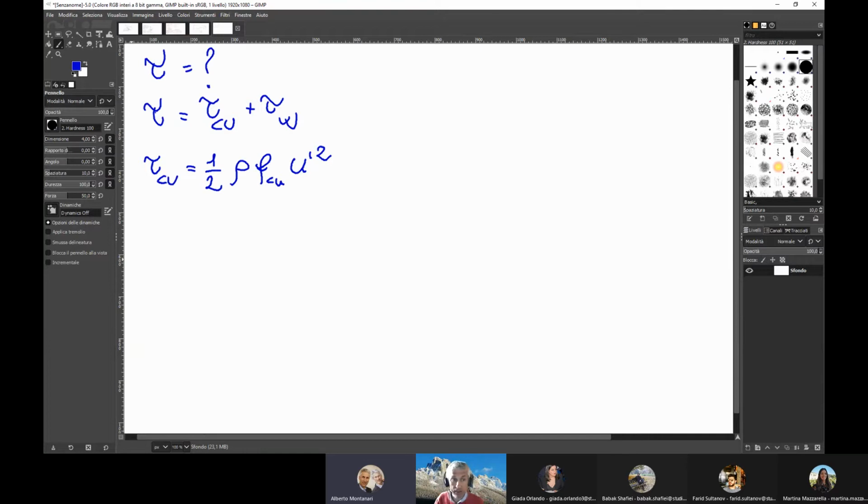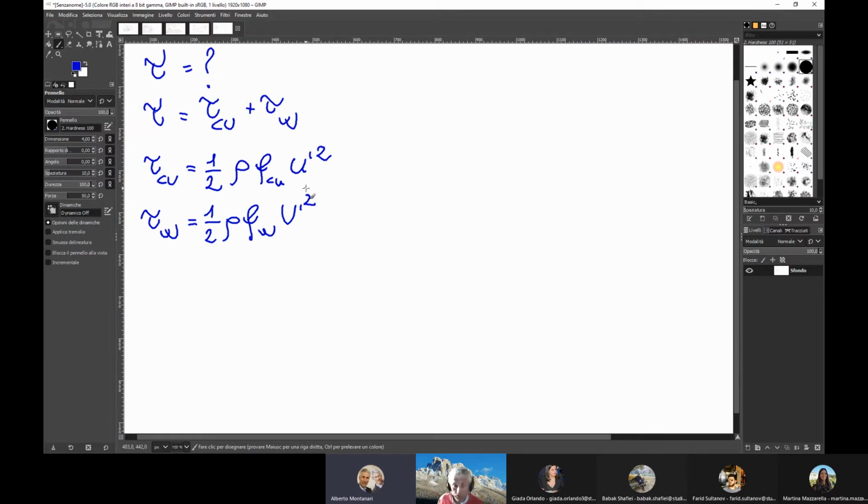And for waves, I have a similar formula for tau w. It's equal to 1/2 rho FW, the friction factor originated by waves. And here, let me call it capital U prime square.